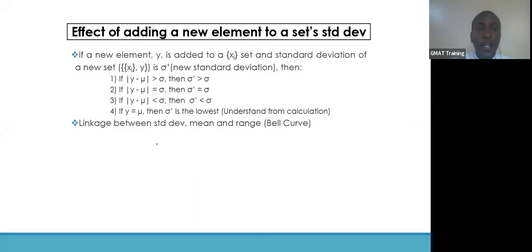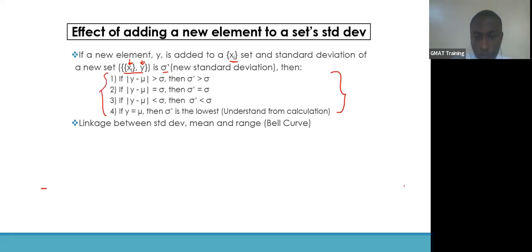All right, and then let's look at what happens when you add new elements to a set and how it affects the standard deviation. If a new element, y, is added to a set of xi, and the standard deviation of the new set, this one, this is the old set plus the new element, is the new standard deviation, then these are the 4 other crucial points that you need to know.